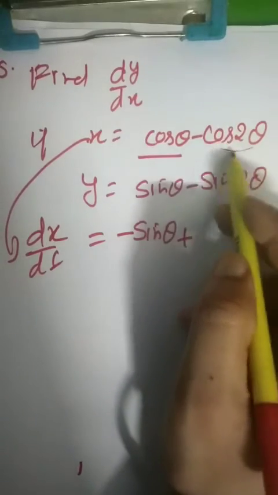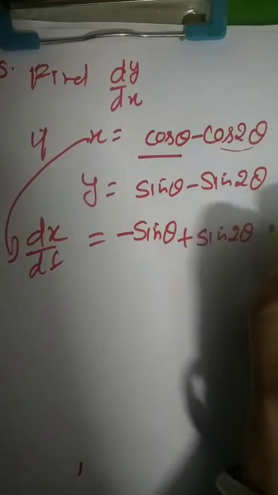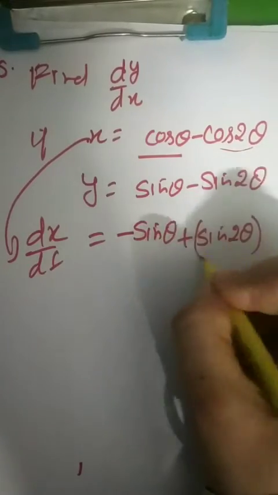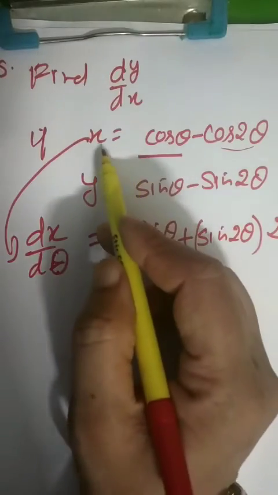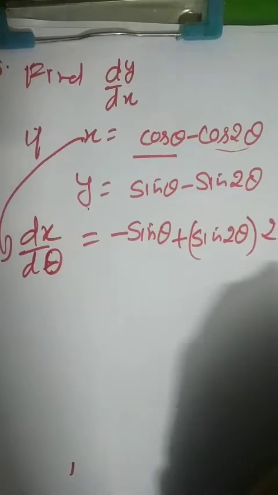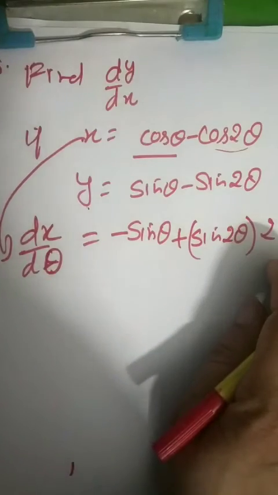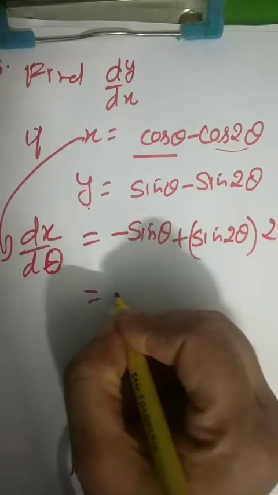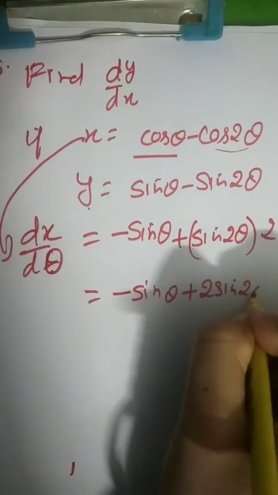One minus sign will come from the derivative. So it will be sin 2 theta, and derivative of 2 theta with respect to theta is 2. So you can write 2 here. So it is the derivative of x with respect to theta because x and y both are functions of theta. As in the previous question, x and y were functions of t. Here they are functions of theta. So we have to differentiate with respect to theta. So you can write this as minus sine theta plus 2 sine 2 theta.